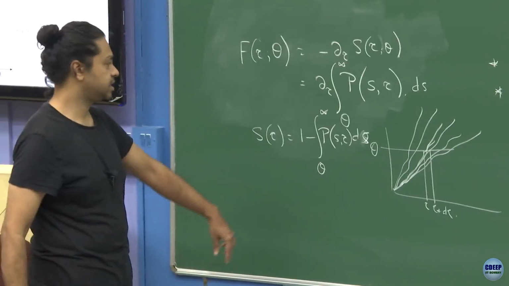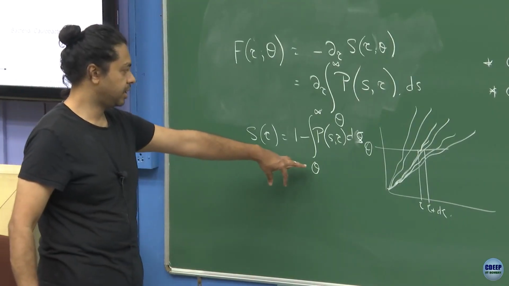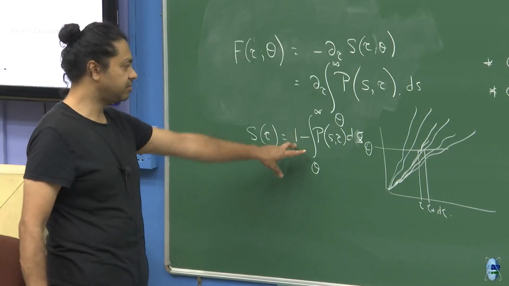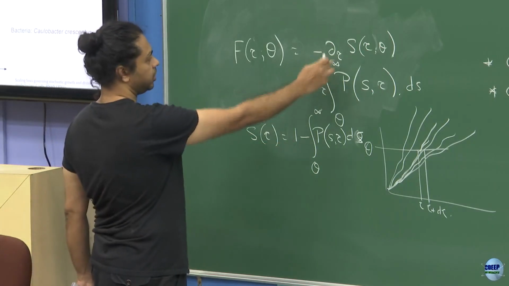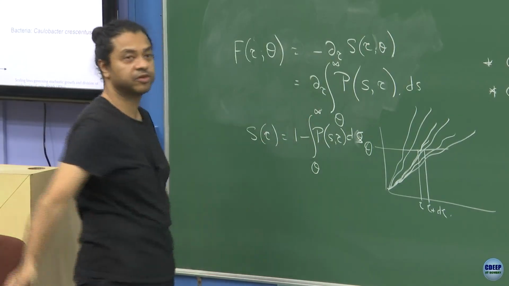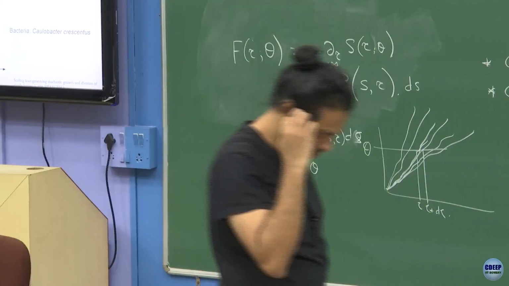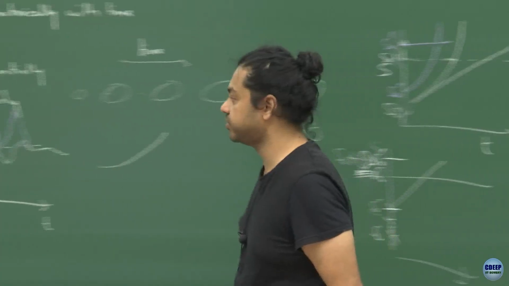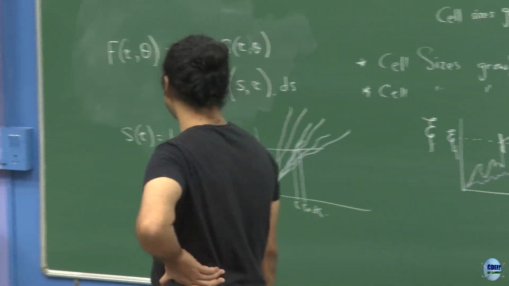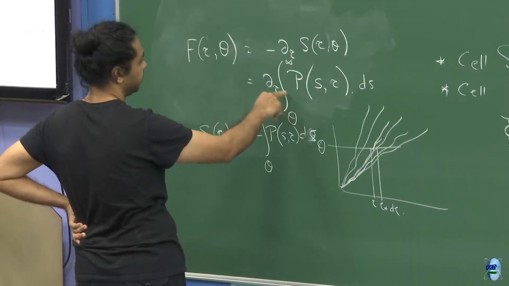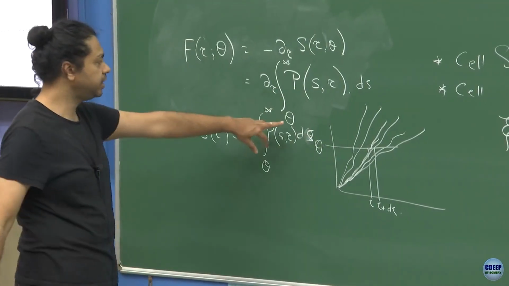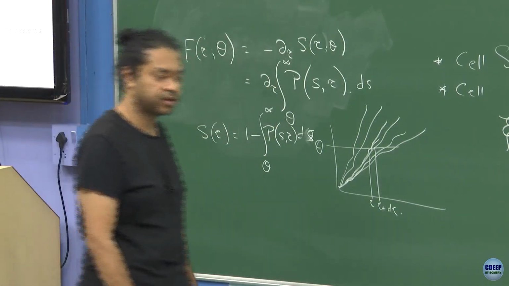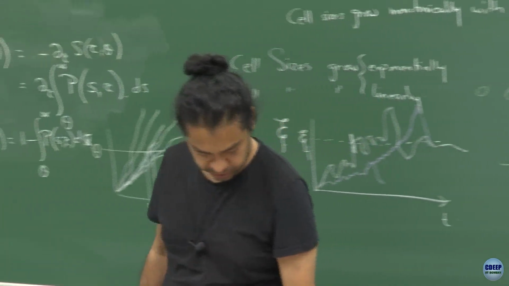So, whichever cells are higher than this threshold size theta, 1 minus that is the survival, and then the derivative of the survival gives me the first passage. Okay. So, in this case, when you have a monotonic increase, the first passage distribution is a simple derivative of this integral of the cumulative probability from the threshold size theta up to all possible sizes infinity. All right. So, that is what we will try to work out then.